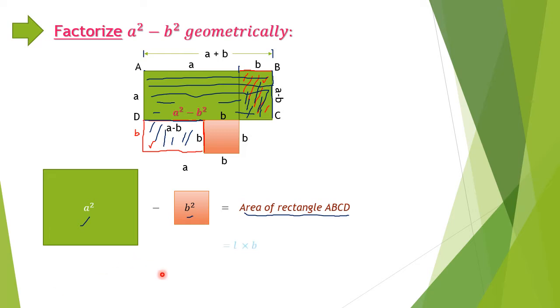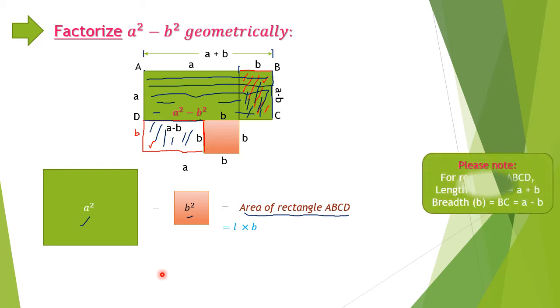Now, what will be the area of rectangle ABCD? We all know length into breadth is the formula to find the area of a rectangle. For rectangle ABCD, length L is equal to AB, which is from A to B, it's A plus B, and breadth B is equal to BC, from B to C, it's A minus B. So we have to replace L by A plus B and B by A minus B.